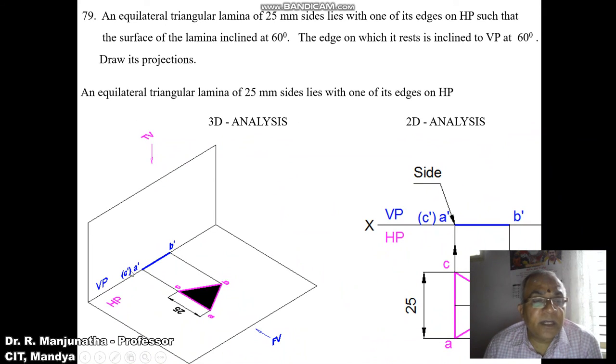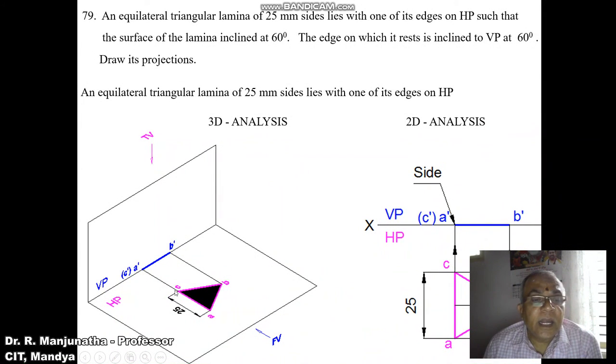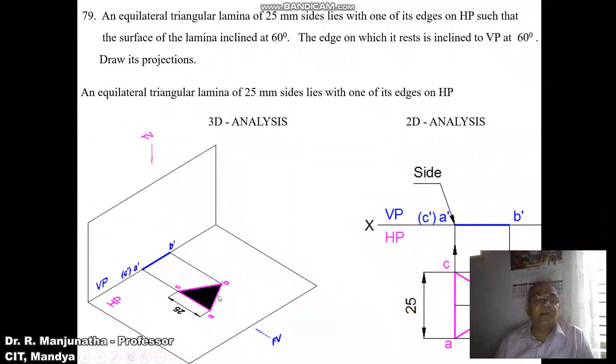A dash C dash is parallel to HP, so obviously you get the true length in HP. Also AC is perpendicular to VP, so that is the reason you get a point in the VP. A dash B dash is parallel to HP, so AB is in true length. And B dash C dash is parallel to HP, so BC is in true length. So every line in the top surface, or horizontal plane, will be in true length. That is the reason this triangular lamina is in true shape in the top view.